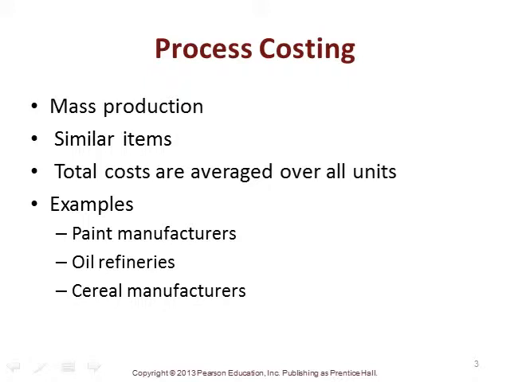And so process costing gets us to this. Again, it's generally used with mass production. It's where we have very similar items. There's not a lot of distinction between the product that might actually cause one item to cost more than the next item. And we just see where total costs are averaged over all the units produced.